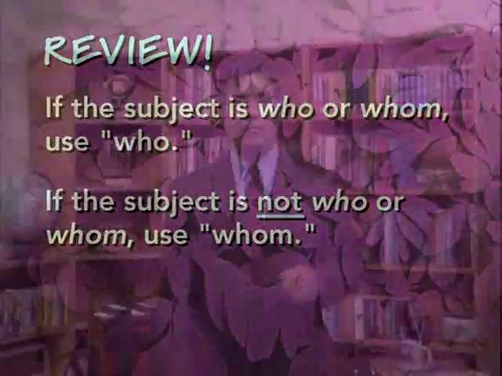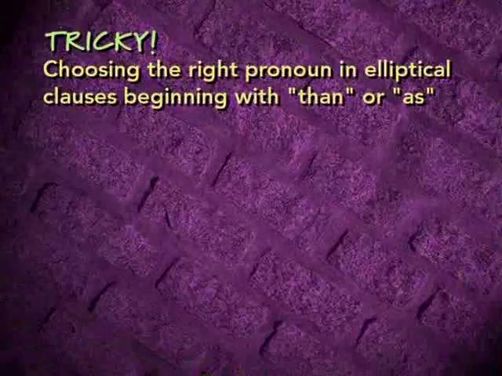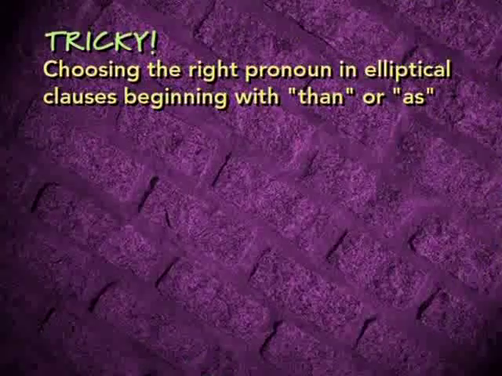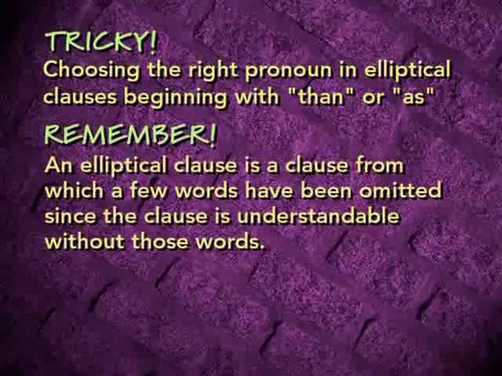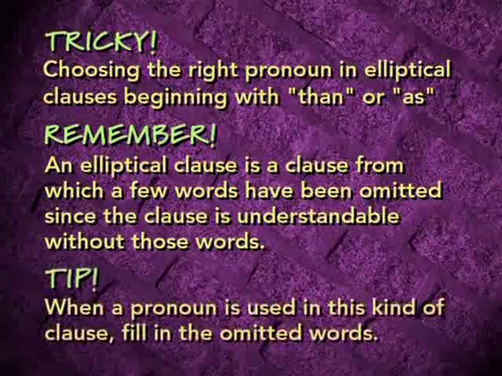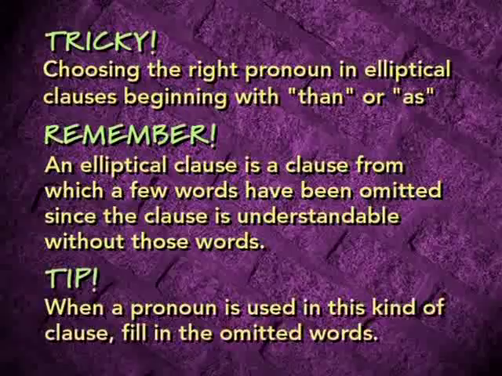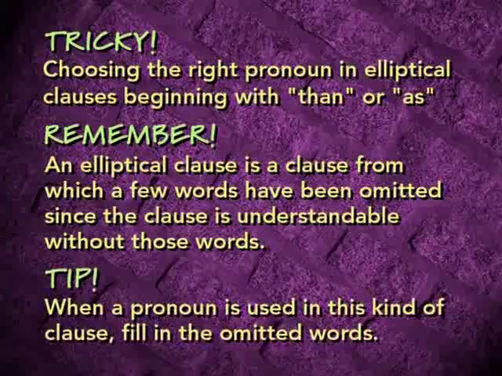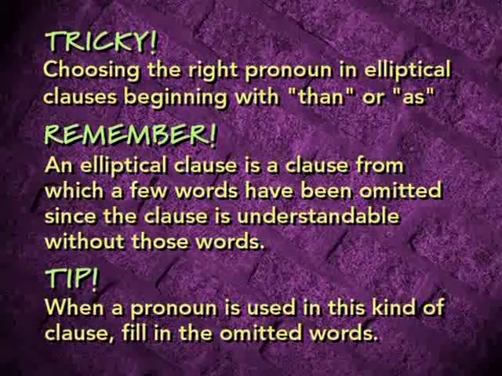That's the rule. A second situation in which choosing the correct pronoun case can be tricky involves elliptical clauses beginning with than or as. Okay, what does all this mean? Well, an elliptical clause is a clause from which a few words have been omitted, since the clause is understandable without those words. Now, when a pronoun is used in this kind of clause, what you need to do is complete the clause. That is, fill in the entire meaning of the clause. Add back in the words that have been omitted.